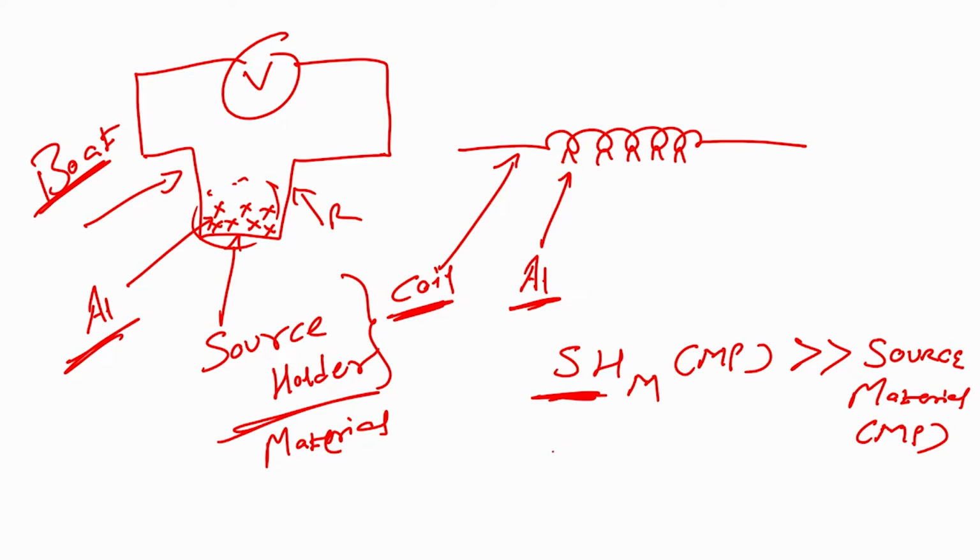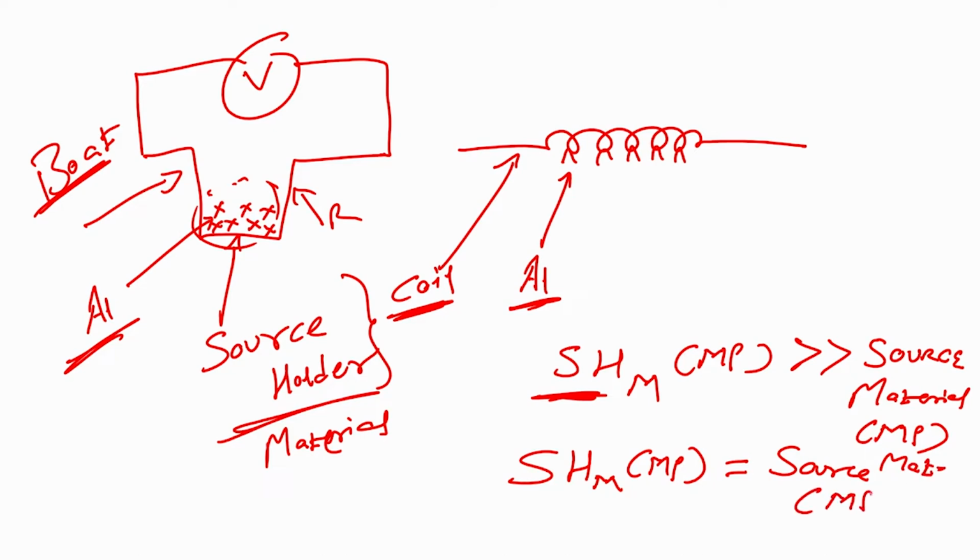However, if the source holder material melting point is close to or equal to the source material melting point, then what will happen? Then the coil or the boat will start evaporating rather than the material loaded onto the source holder. That is the difficulty.